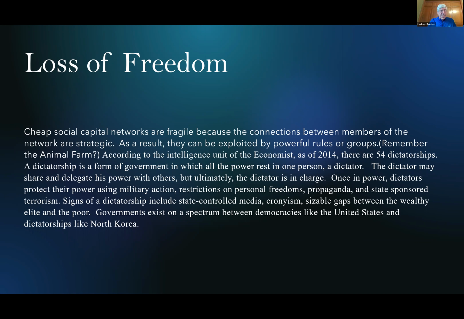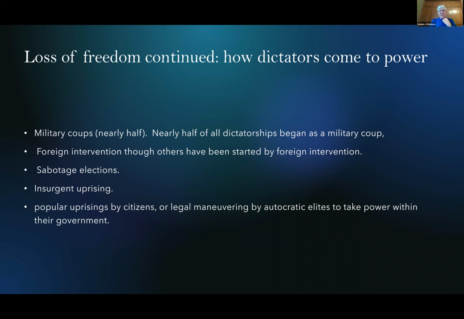So interesting, if you look at the statistics, I think in the world today, there are about 54 dictators, that is a single ruler, or a very small group of rulers that basically have autocratic power. And of those dictators, about half of them came to power through coups of some form or another. So there is a connection, at least in my mind, between losing one's freedom and the formation of cheap social capital networks headed by a strong leader. And other ways of subverting a cheap social capital network include closing, sabotaging elections, popular uprising, a number of ways.